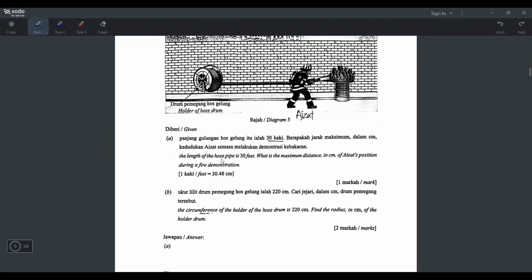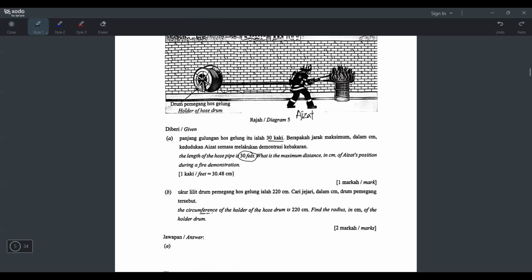Okay, given: the length of the hose pipe is 30 feet. This one is important. So what does it mean by the length of the hose pipe is 30 feet? I think what it means is this length here, the panjang here, right? But actually, there's still, how to say?